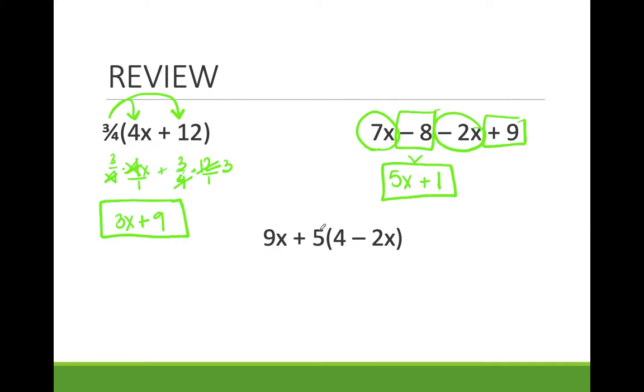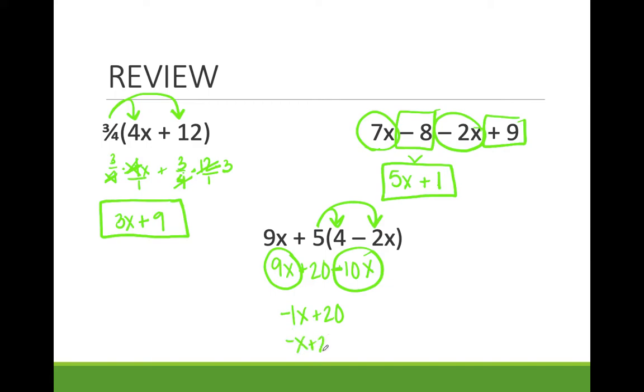And for our third example, we start by using the distributive property. We have to multiply before we can add or subtract. So we start by doing 9x plus 5 times 4 is 20, minus 5 times 2x is 10x. Now we can add our like terms. We have 9x and a minus 10x, which makes a negative 1x. So you can write this as negative 1x plus 20. You can write it as just negative x plus 20.